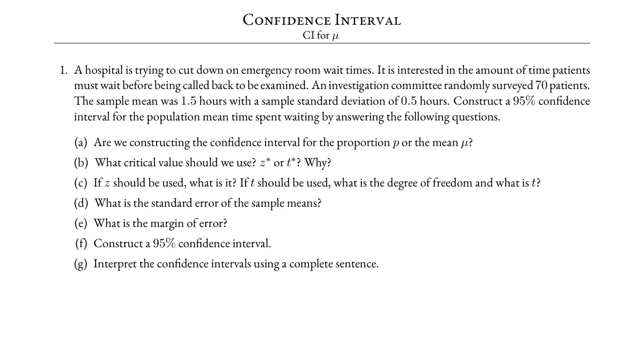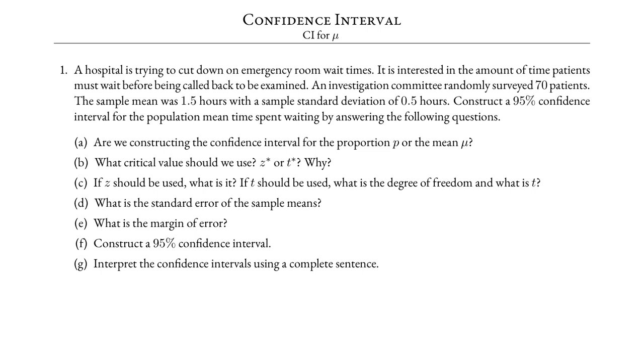A hospital is trying to cut down on emergency room wait times. It is interested in the amount of time patients must wait before being called back to be examined. An investigation committee randomly surveyed 70 patients. The sample mean was 1.5 hours with a sample standard deviation of 0.5 hours. Construct a 97% confidence interval for the population mean time spent waiting by answering the following questions.